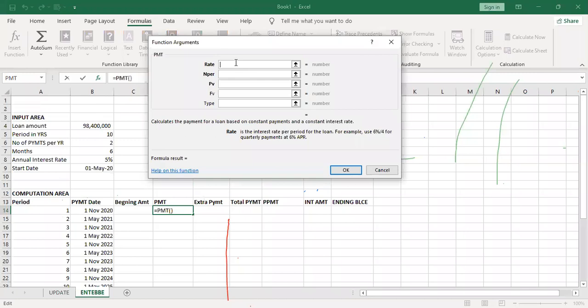Good. Now, the rate we are given is for the year, but we are supposed to pay every after 6 months. So what is the interest rate for 6 months? For you to be able to get the interest rate for 6 months, you get the annual interest rate. So click on rate, then click on 5%.